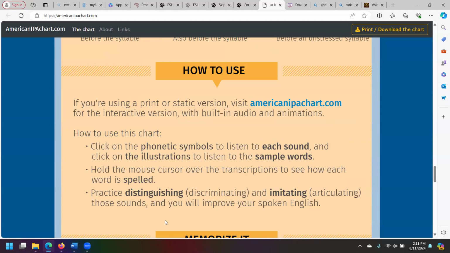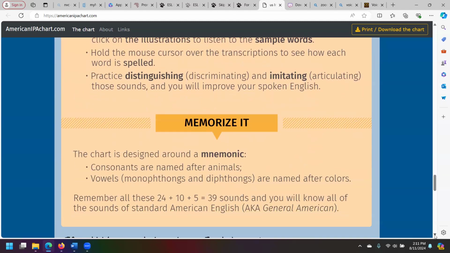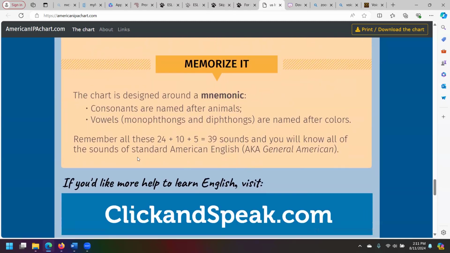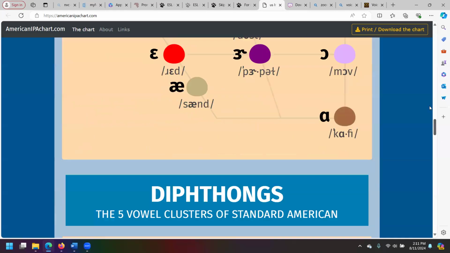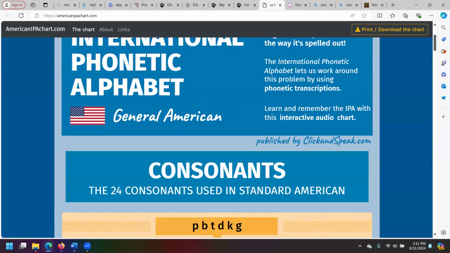Also, what you want to do is practice. And this was nice because you should try to memorize it. The consonants are named after animals to help you remember easily, and the vowels are named after colors. Okay. Altogether, there are 39 sounds in American English. But if you memorize this, you will know how to say them when you look them up in the dictionary. Okay, so let's go ahead and go over the chart.